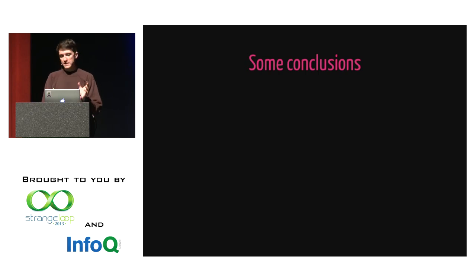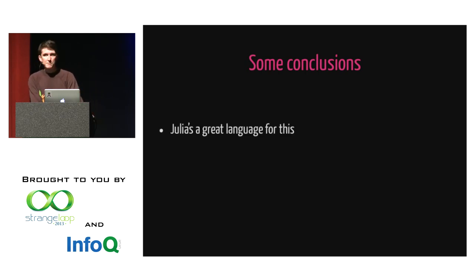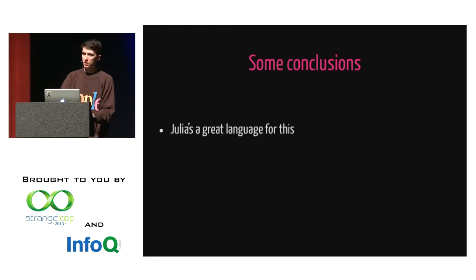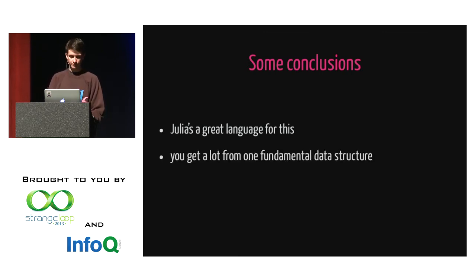There are some interesting conclusions that we can draw from this. Julia happens to be a really good language for creating these kinds of structures. Even though it doesn't have a static type system, its type system is pretty expressive, and generic functions make it very easy to extend new data types to the existing language. You also get a huge amount from this one fundamental data structure. All we really had to do was understand this bitmap vector trie, and then with a pretty small modification, we were able to extend it to a hash map, and we get a lot just for understanding this one thing.